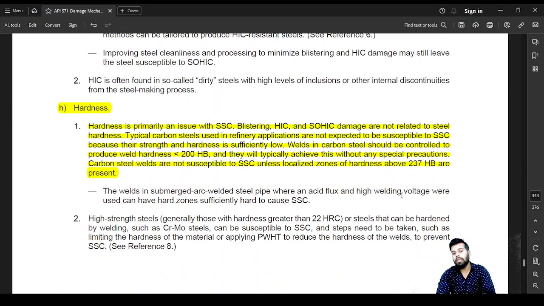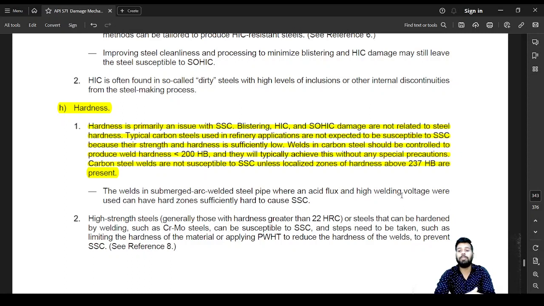Hardness. Hardness is primarily an issue with stress corrosion cracking. Blistering, hydrogen induced cracking or stress oriented hydrogen induced cracking damage is not related to steel hardness. Typically, carbon steel used in refinery applications is not expected to be susceptible to stress corrosion cracking because its strength and hardness are sufficiently low. Generally, that is one of the reasons also to do post-weld heat treatment, because if you do a post-weld heat treatment, then generally the hardness levels would go down.